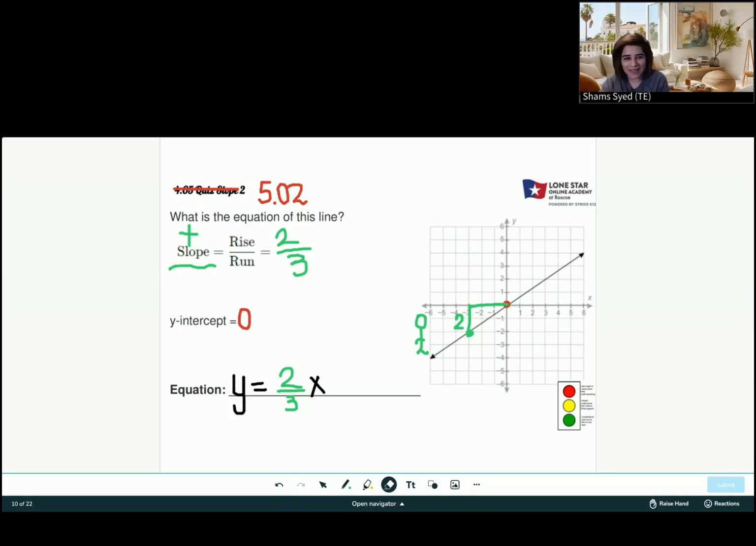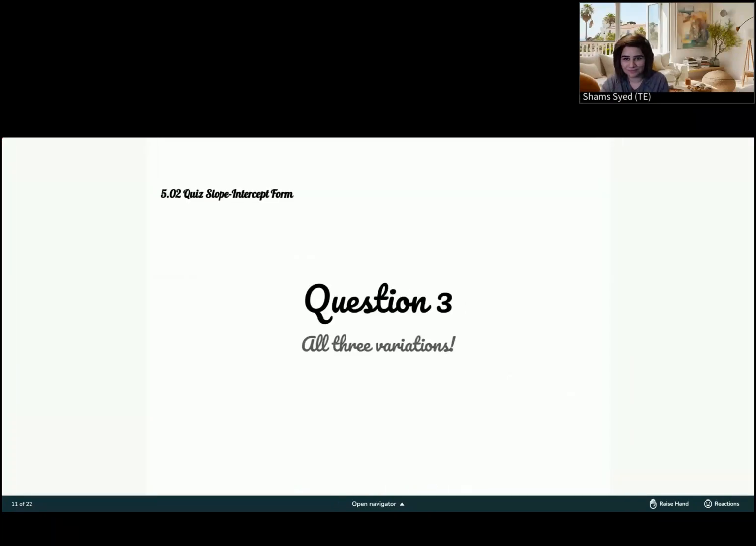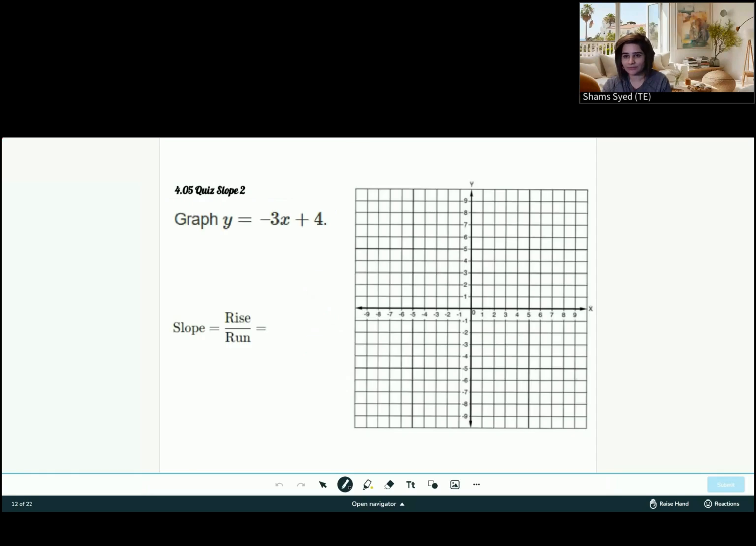Kathy. Here we are with question 3. Quiz 5.02, slope-intercept form, question 3. Question 3 is about graphing, and I will teach you beautiful techniques to graph. Okay. Now, I'm going to use my highlighter. I know my slope.